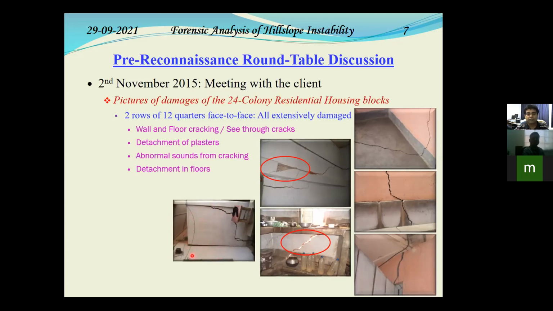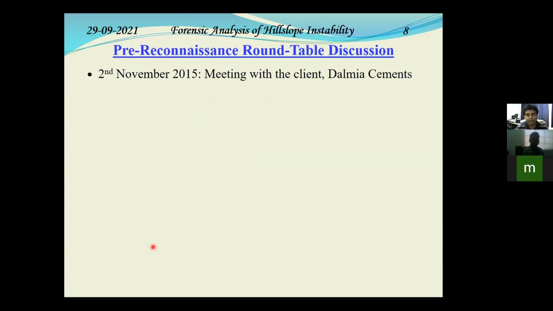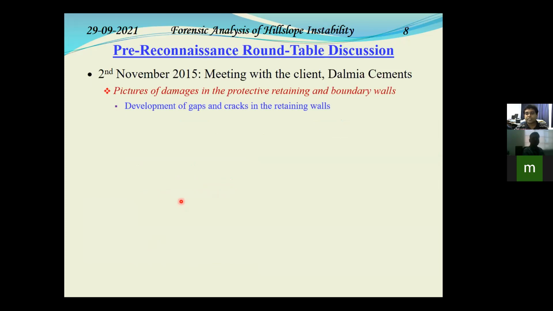So the walls and the floor slabs got detached, and even to the extent that the soil near the plinth raft got shifted. So you can see that the soil has moved away and the bottom portion of the plinth got exposed. And over and above that, in that entire area, there were several retaining and boundary walls, which also got damaged.